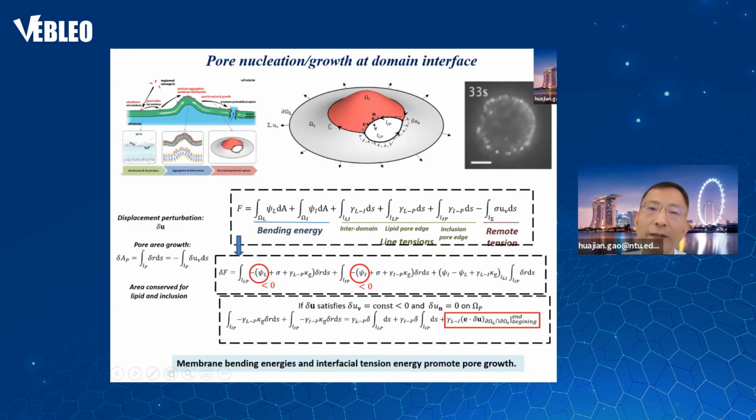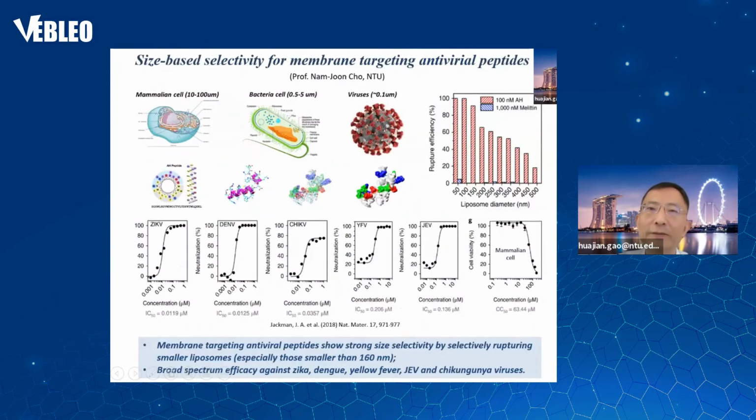We can identify the driving forces for the pore formation, which are the bending energies, because these molecules, after penetration, sit asymmetrically. They cause the membrane to bend, right? So the bending energy and interfacial tension energy are the primary driving forces for the pore formation and rupture. Right? In the interest of time, I won't go too much into the details.